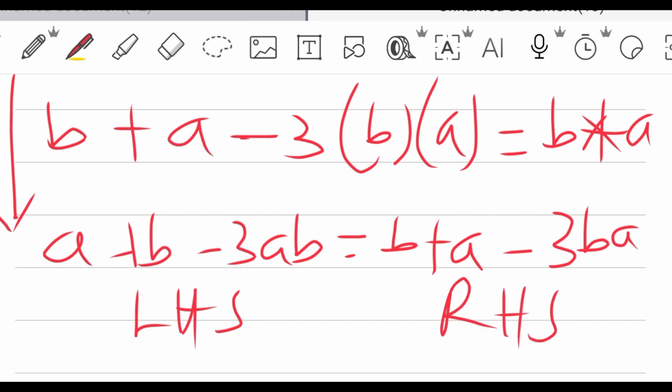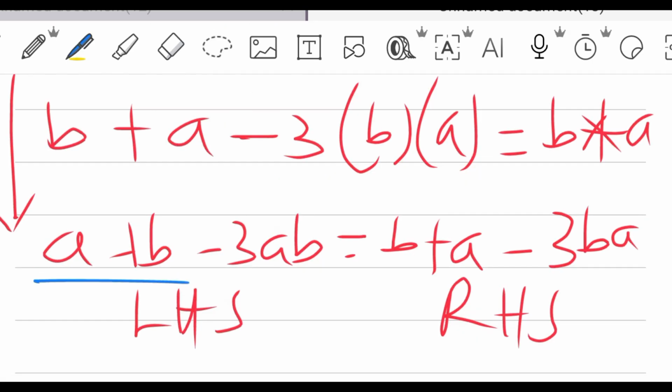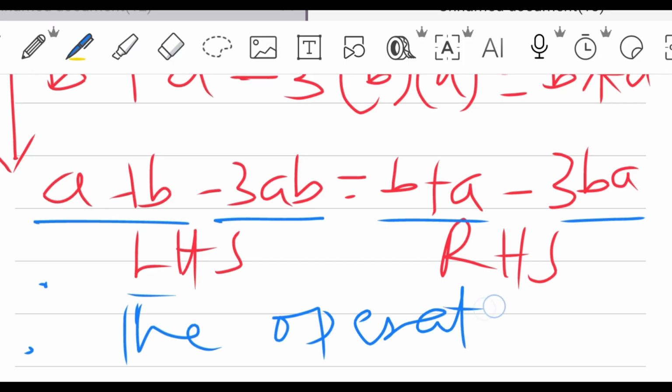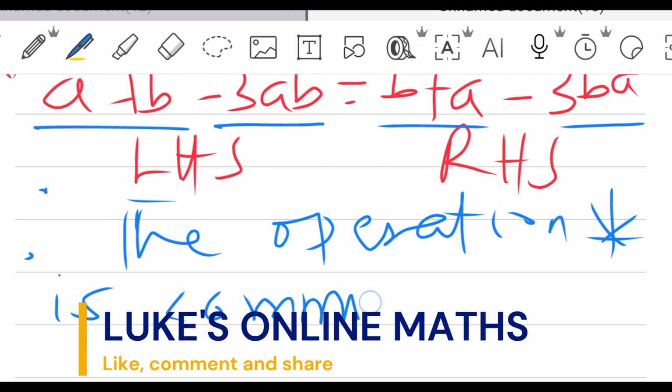So let's check. We have A plus B with the left hand side, and B plus A is there. Then we have negative 3AB, and negative 3BA is also there. So this means that this operation is commutative. So therefore, the operation star is commutative.